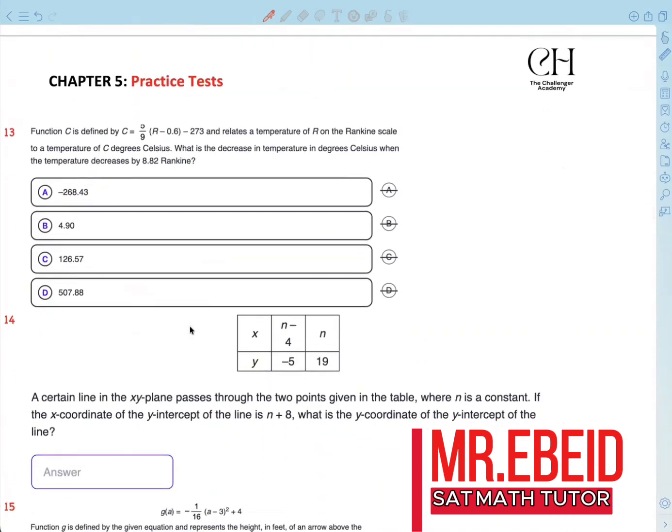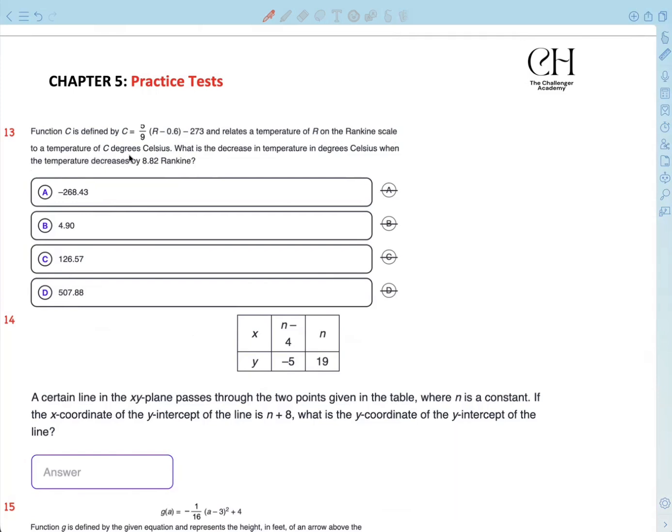We have function C defined by C equals 5 over 9 times R minus 0.6 minus 273, and it relates the temperature R on one scale to the temperature C in degrees Celsius. What is the decrease in temperature if the temperature decreased by 8.82? This is a very easy question. You will just take 5 over 9 and multiply it times, since this is a decrease, negative 8.82.